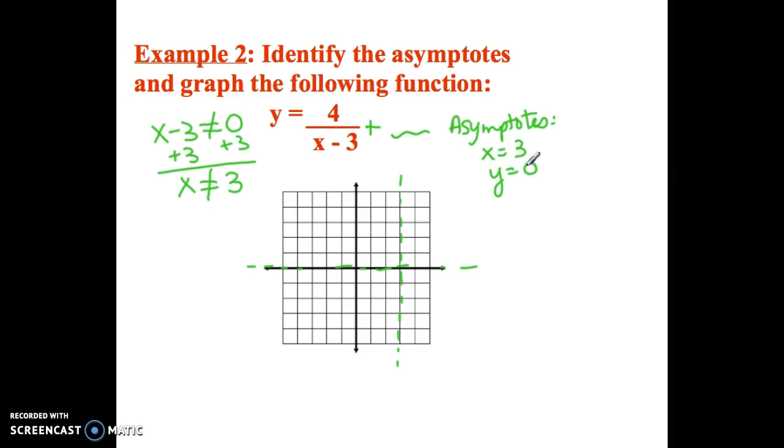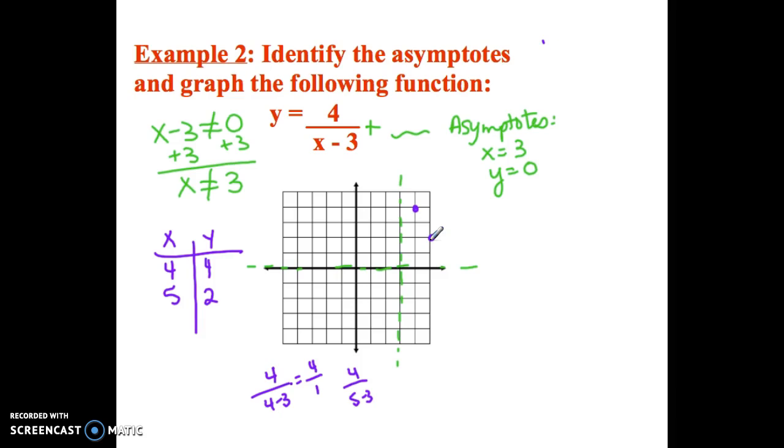And then we're going to try to graph this, so we might want a couple nice convenient points. When I make my table of values, I'll go ahead and do x equals 4, x equals 5, because it looks like I can do those on my graph. Plugging that in, 4 over 4 minus 3 is 4 over 1, which equals 4. And 4 over 5 minus 3 is 4 over 2, which equals 2. So I'll graph those two: (4, 4) and (5, 2).